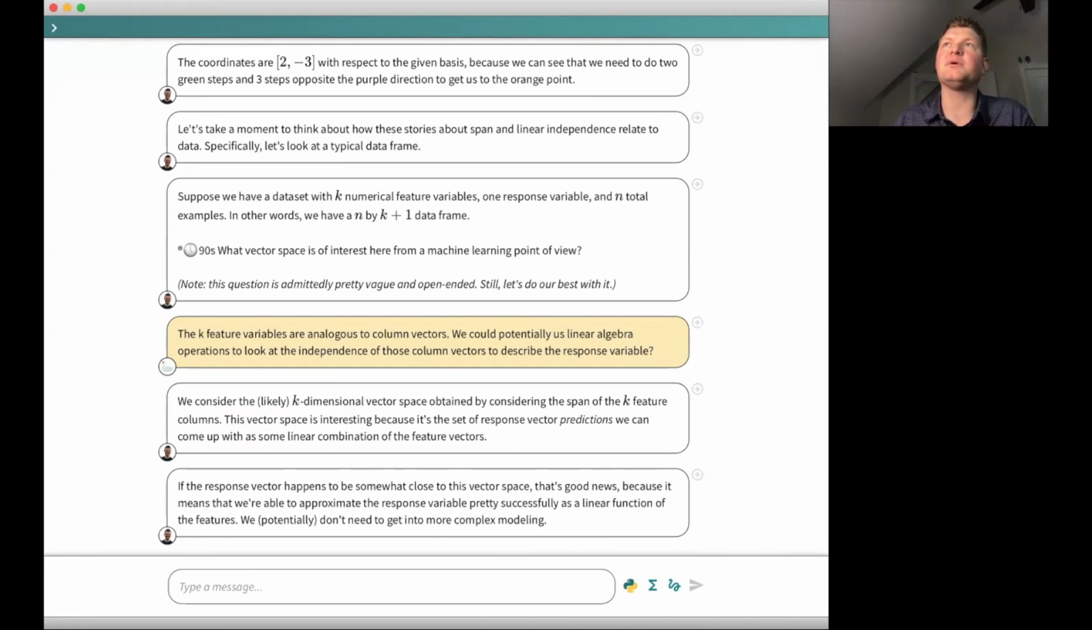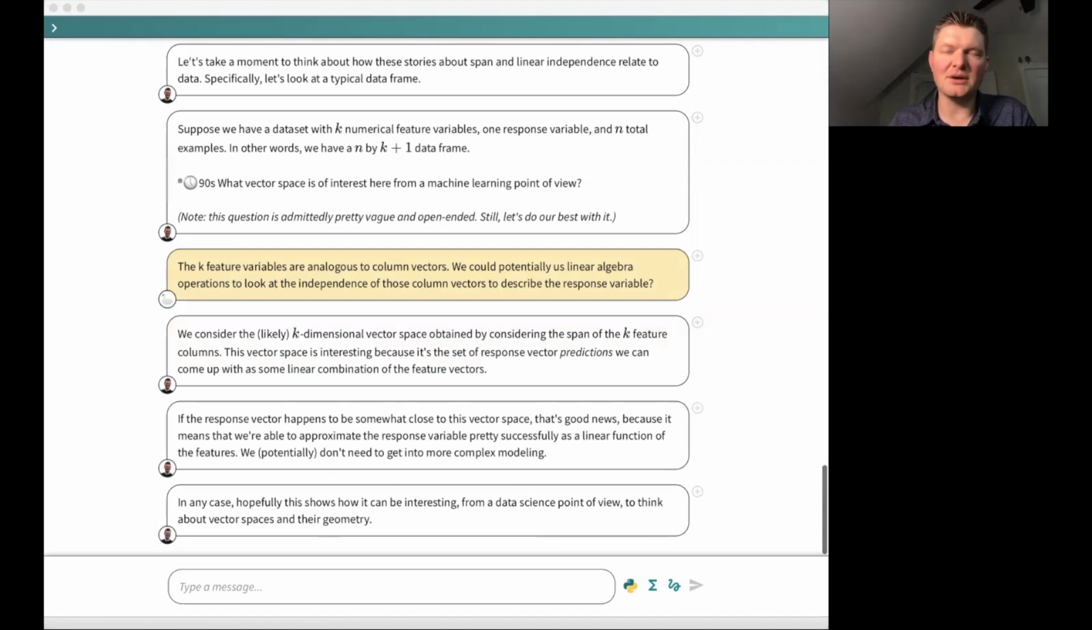And that's a good stopping point. Hopefully, that illustrates how it can be interesting from a data science point of view to think about vector spaces and the geometry of vector spaces, even though in a data problem there's not necessarily obvious geometry going on. You can give a geometric interpretation to the data and get something useful out of it.